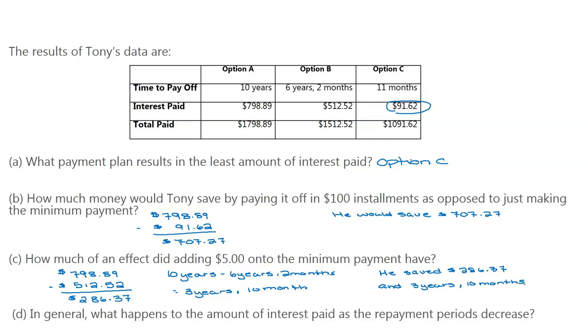And lastly, in general, what happens to the amount of interest paid as the repayment periods decrease? So as you pay it off quicker, what happens to the amount of interest? So we can say that the quicker you pay off your loan, the less interest you'll have to pay.